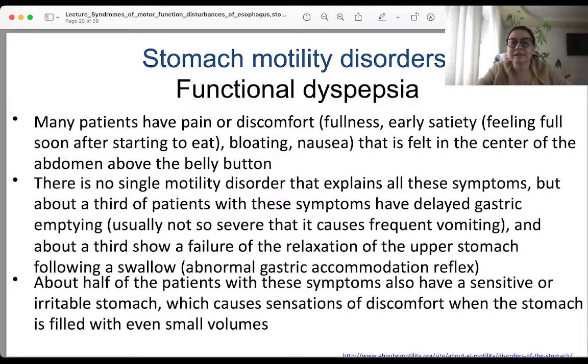There is no single motility disorder that explains all these symptoms, but about 1/3 of patients with these symptoms have delayed gastric emptying, usually not so severe that it causes frequent vomiting, and about 1/3 show a failure of relaxation of the upper stomach following a swallow. It is an abnormal gastric accommodation reflex. About 1/2 of the patients with these symptoms also have a sensitive or irritable stomach, which causes sensations of discomfort when the stomach is filled with even small volumes.